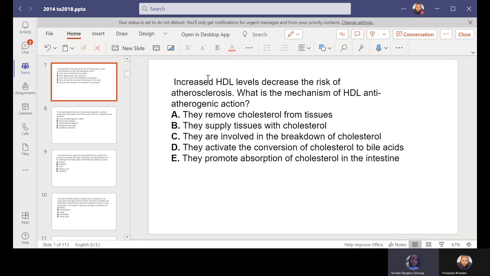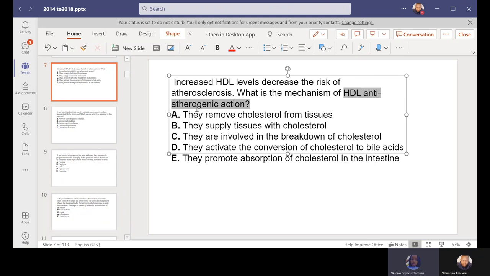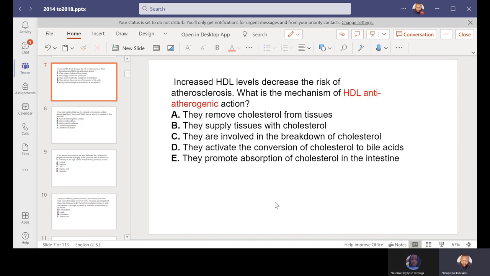Increased HDL levels decrease the risk of atherosclerosis. What is the mechanism of HDL anti-atherogenic action? So this is what you need to know about the lipoproteins. You have different kinds: low density lipoprotein, medium or intermediate density lipoprotein, then HDL, that's high density lipoproteins, and VLDL, that's very low density lipoproteins.